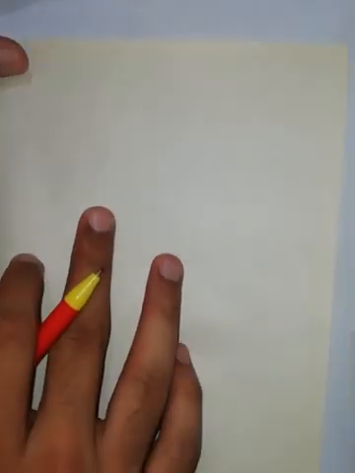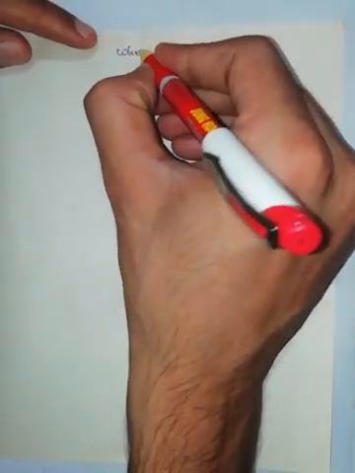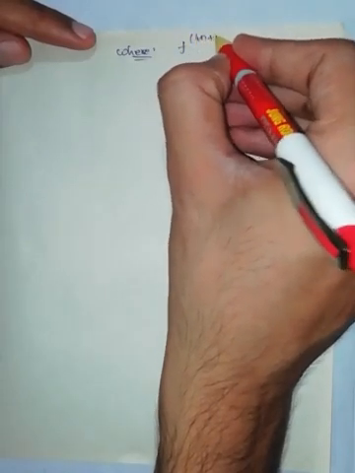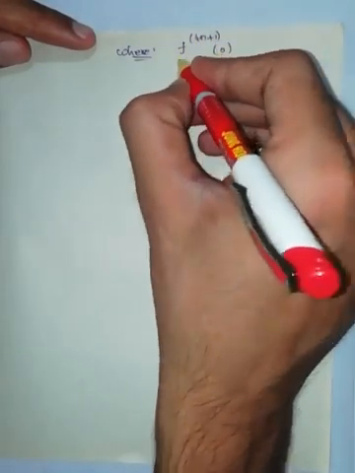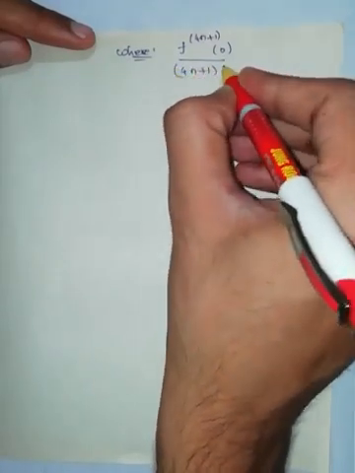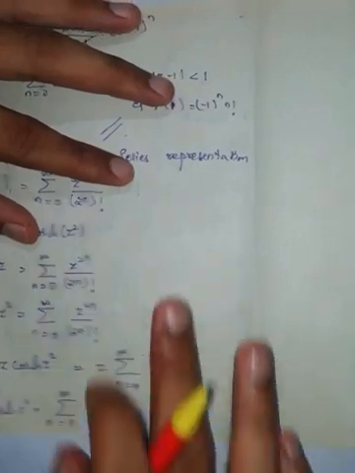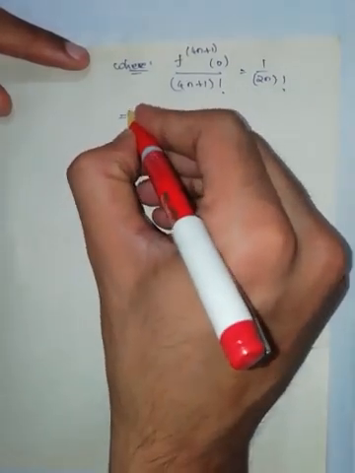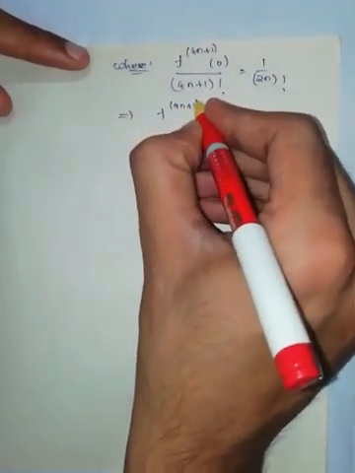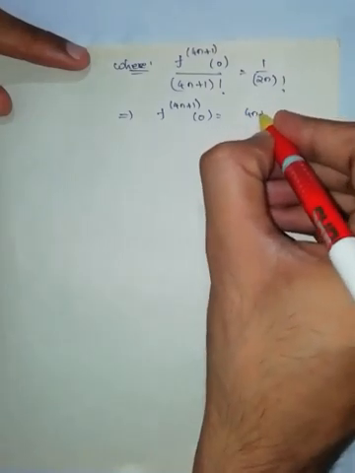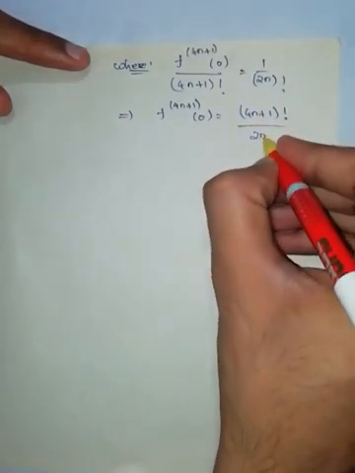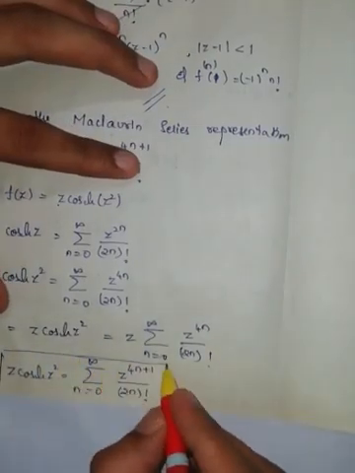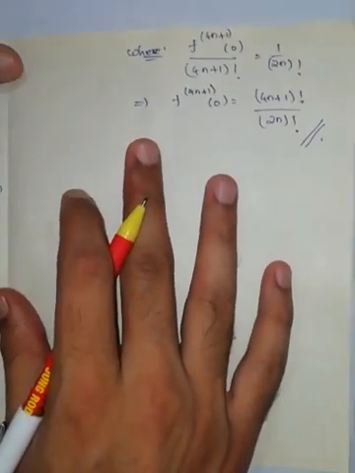Where, what is the 4n plus 1th derivative at 0 by 4n plus 1 factorial? What we got here is 1 by 2n factorial. This implies the 4n plus 1th derivative at 0 is 4n plus 1 factorial by 2n factorial. Now, next problem.